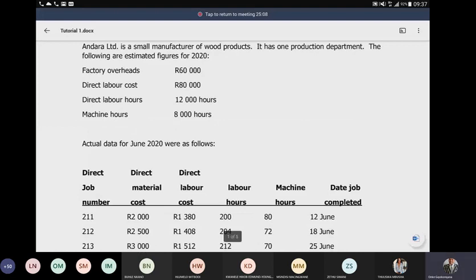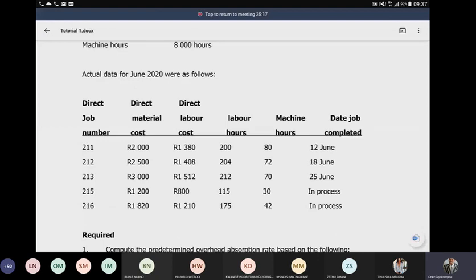Now can you see, guys, when you look at our job numbers, we cannot combine. We can't say we've got 211 up to 216. And if you look at that column of direct material cost, we can't just add up that 2,000 up to 1,820. We need to keep them separate from one another to identify them. For this particular job, this is the material, this is the labor, these are the hours, these are the machine hours, and this is also the date the job was completed. So we keep these things separate from one another. They are unique, these jobs, so we can't combine the two.